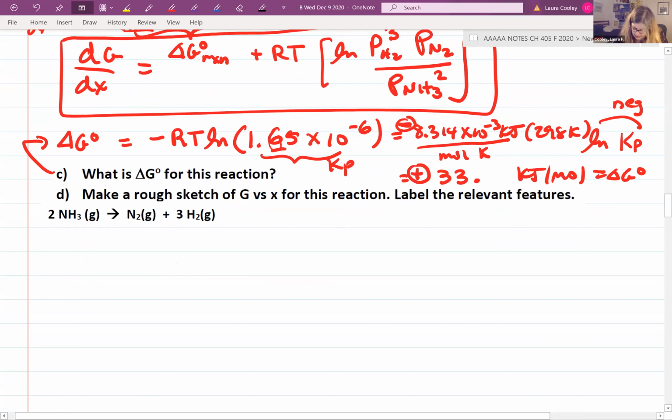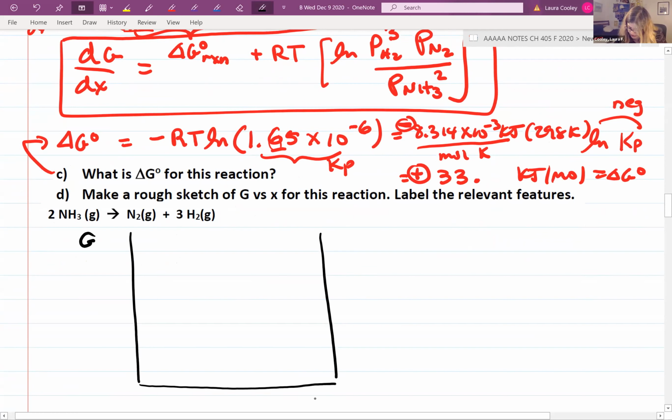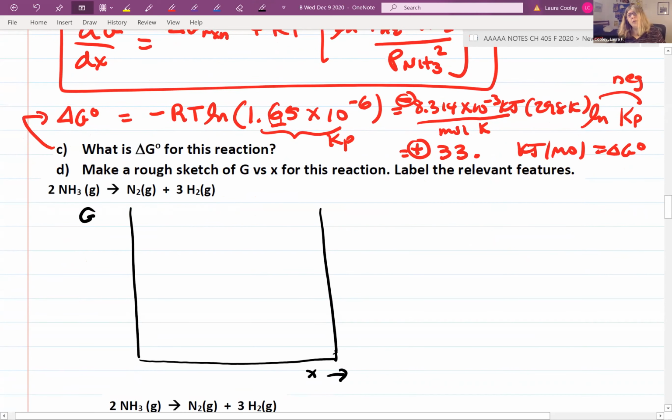It really doesn't have to be anything but rough. So that means you're going to plot the Gibbs free energy versus the extent of reaction. So what do you know here? You know that you have a positive delta G0. So that means this difference here is going up, right? This is a positive delta G0. You end up with a higher G0 than what you started with.